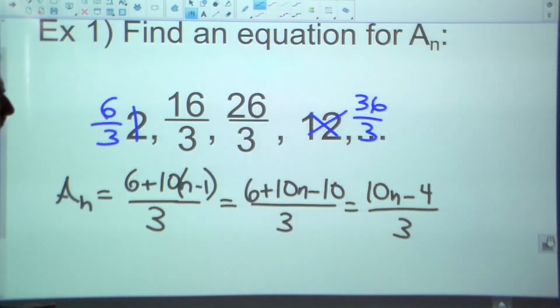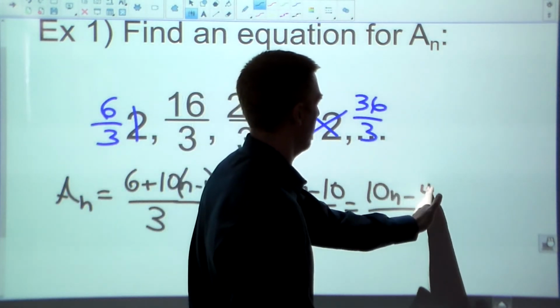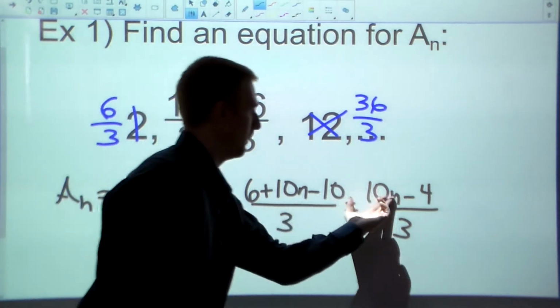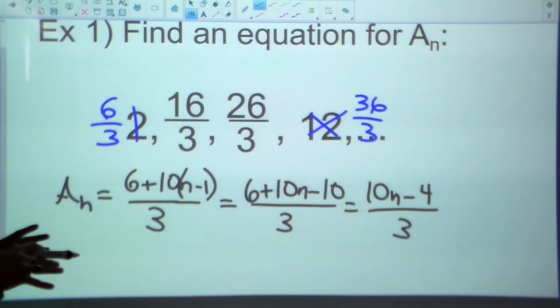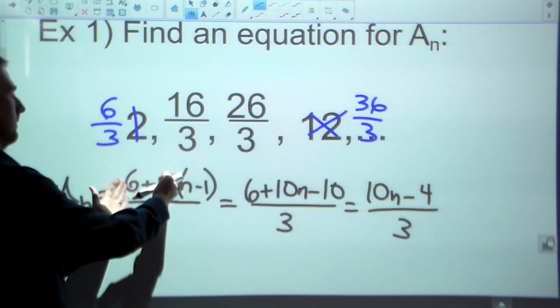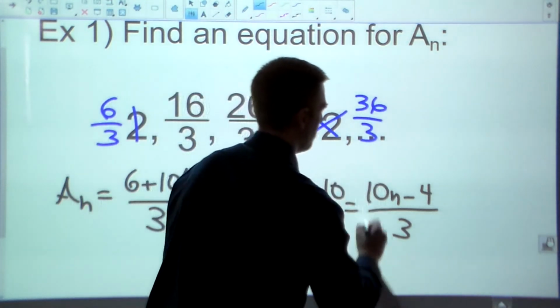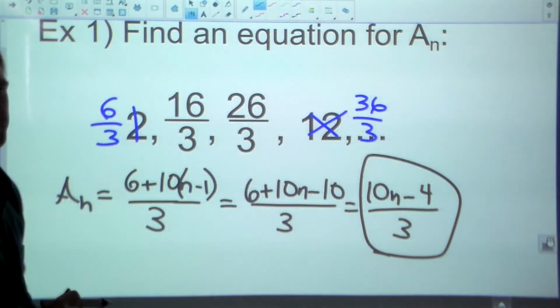And let's check and make sure that's working out. So if we put in 1 here, this is 10 minus 4, which is 6, over 3, which is 2. That checks out. Put in 2 here, that'd be 20 minus 4, so 16 over 3. So it seems to be working. Just always make sure you reduce. I started here with some distributive property that could be done, so always reduce it as far as you possibly can, and then you should be good.